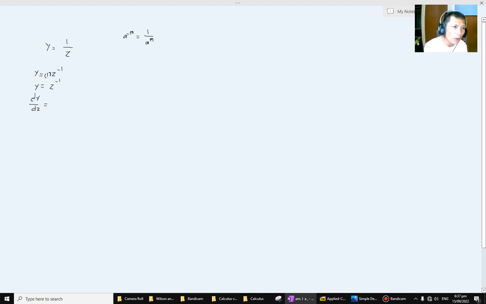So this is again a power formula. So you bring down the negative 1 and then you will say z raised to negative 1 minus 1. Okay? So negative 1 minus 1 and then the derivative of z which is dz all over dz. So after that, you would have a negative 1 z to the negative 2. Negative 1 minus 1 is a negative 2. Okay? And finally, this one is already 1.